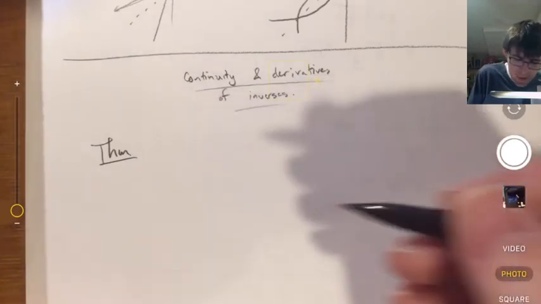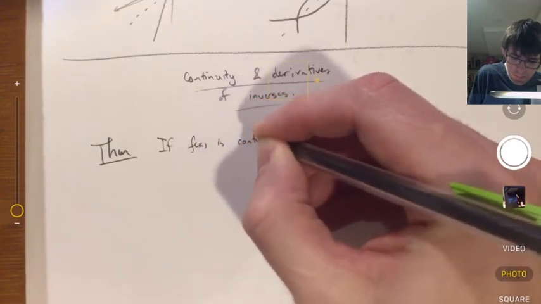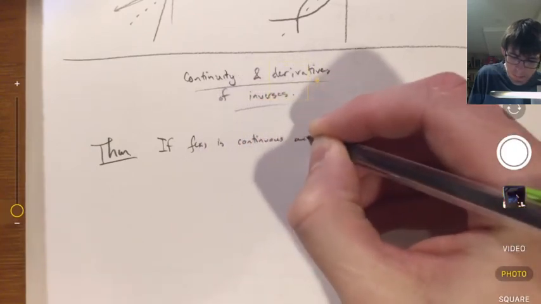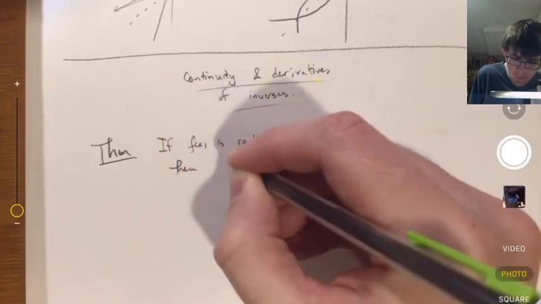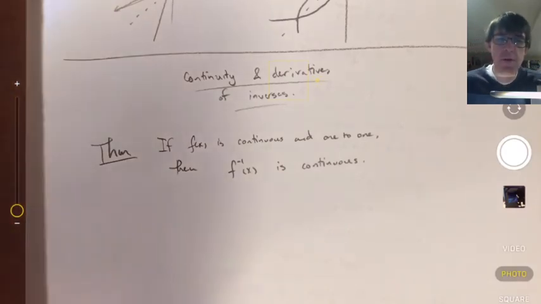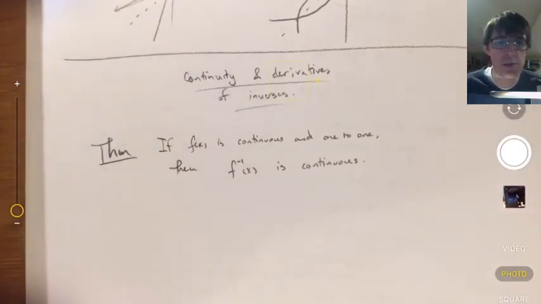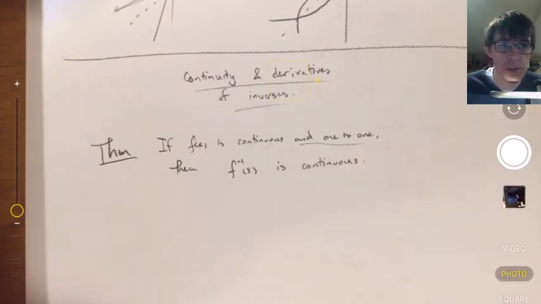The theorem is if f of x is continuous and one-to-one, then f inverse of x is also continuous. All right? So basically, if the function is continuous, then the inverse will also be continuous. I had to say one-to-one just because if it's not one-to-one, then there is no inverse. So it needs to also be one-to-one in order for this theorem to make sense. But it basically says if the function is continuous, then the inverse is continuous.